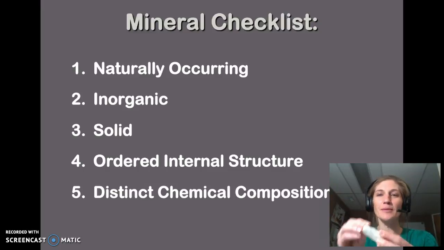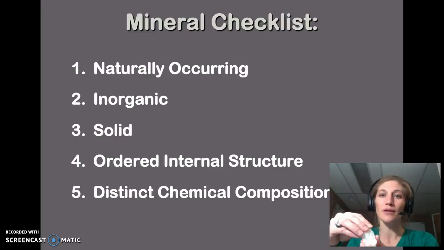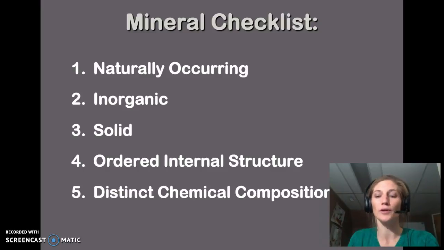They have a very specific ordered internal structure that creates the crystal structure that we see. So they form the same way all the time. And they have a very distinct chemical composition. Now, the chemistry can have a small range to it, but the elements that come together in the same ways, in the same amounts, and that's why they have that specific ordered internal structure.